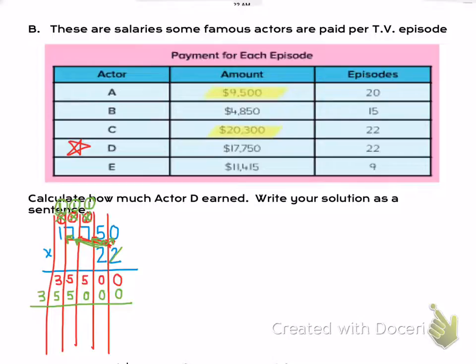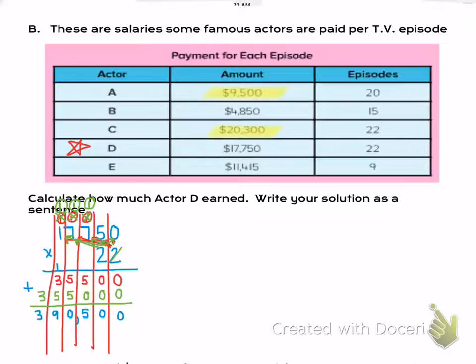Now we are going to add our digits. 0 plus 0 is 0. 0 plus 0 is 0. 5 and 0 is 5. 5 and 5 is 10. Carry the 1. 3 and 1 is 4. Plus 5 is 9. And 3. So after 22 episodes, this actor has earned $390,500. So we have to write it as a sentence.